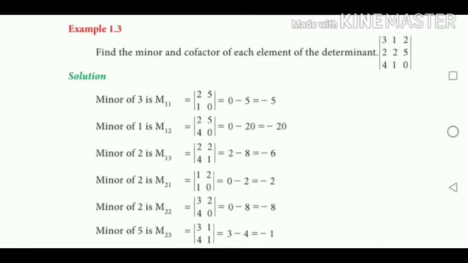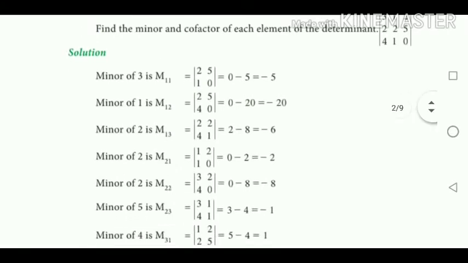Therefore delete the first row as well as the first column. Then the remaining elements are 2, 5, 1, 0. After that you have to cross multiply this: 2 into 0 is 0, 1 into 5 is 5, so 0 minus 5. We get minus 5 as the answer for the minor of 3, that is m11.